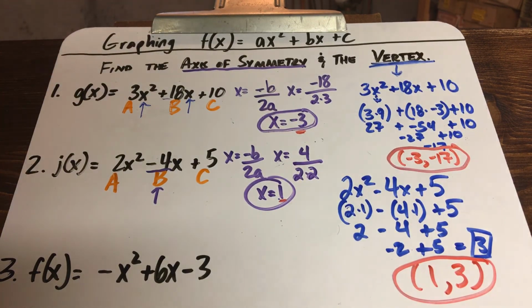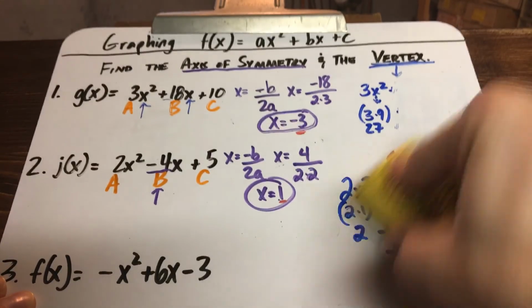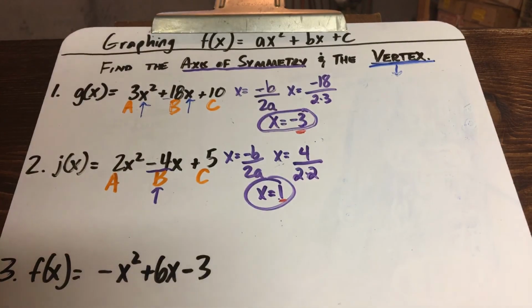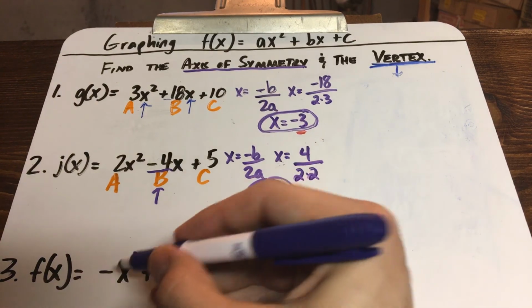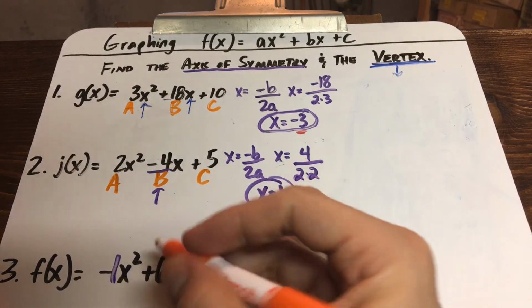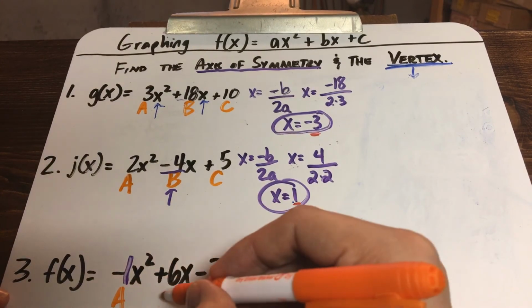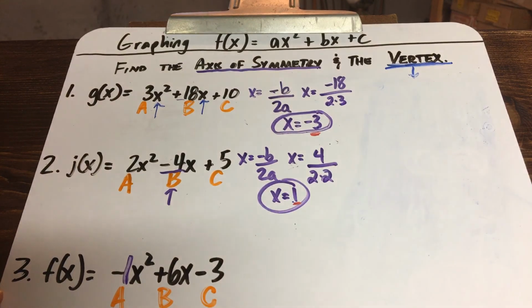Okay, let me erase this one because I'm out of room, and I will do the last one in this spot. Number 3, same idea. I can put a 1 right here to make that a little bit more obvious, because some kids would get flustered when there's no actual number there. So my A is -1, my B is +6, my C is -3.